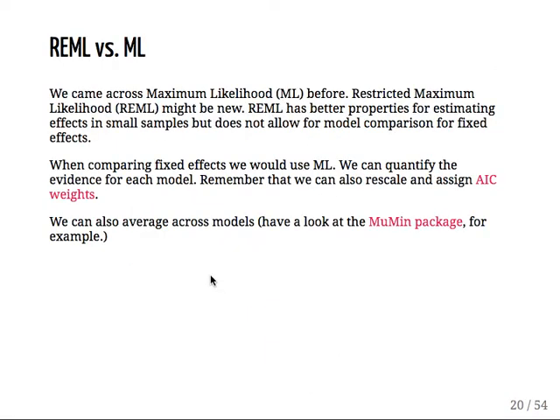So I've explained this part already. We came across maximum likelihood before. Restricted maximum likelihood might be new. REML has better properties for estimating small samples, but it doesn't allow for model comparison of these fixed effects. So when comparing fixed effects, we would typically use maximum likelihood, and we can quantify the evidence for each model.